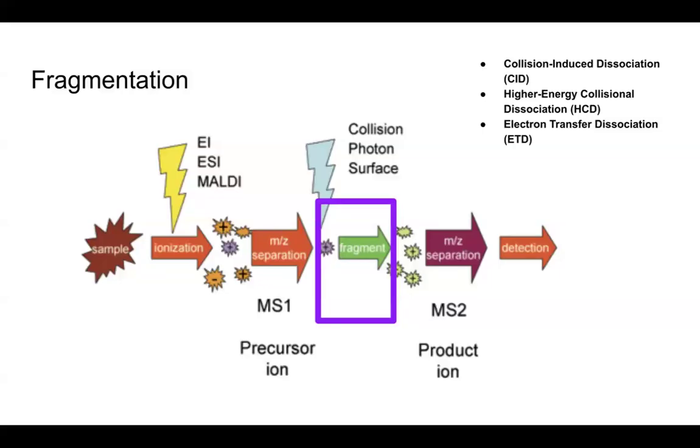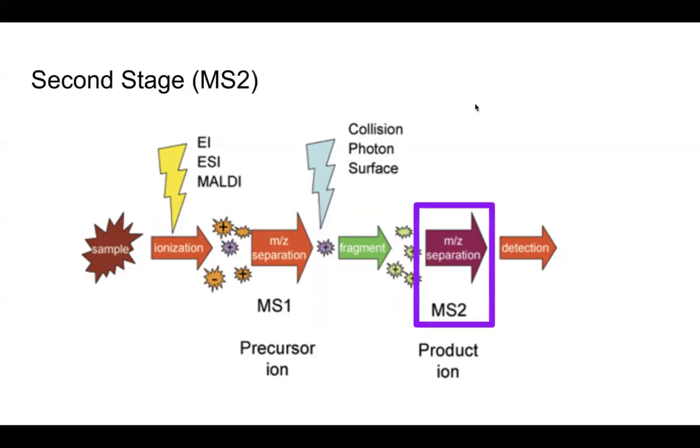The fragmentation now produces a set of ion fragments. Usually they're called B ions and Y ions. We'll talk about them in a little bit, which represent portions of the peptide with information about the amino acid sequence. Okay. Next, second stage, MS2.